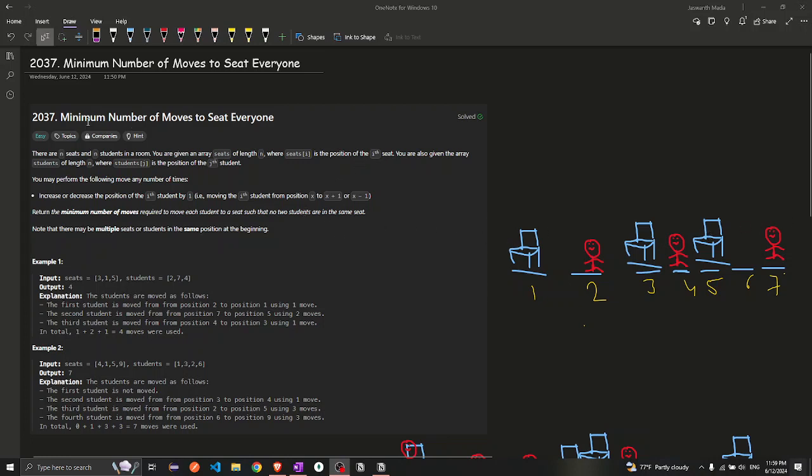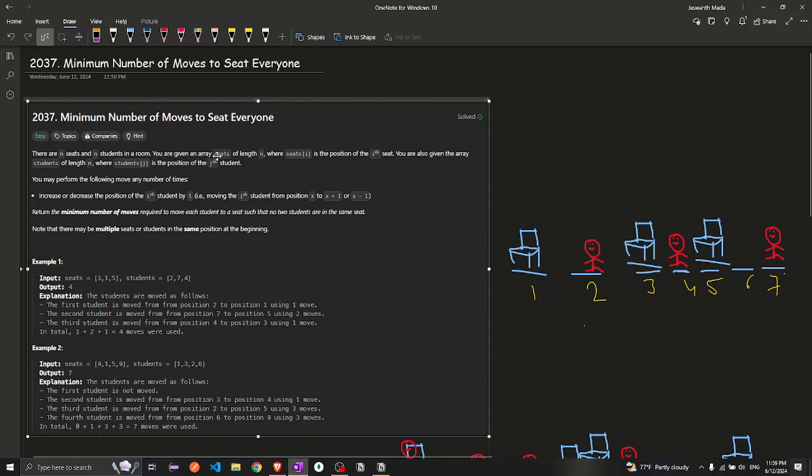Today we are going to solve this Leetcode question, which is minimum number of moves to seat everyone. So let's just go through the problem description once. Basically there are n seats and there are n students in a room.